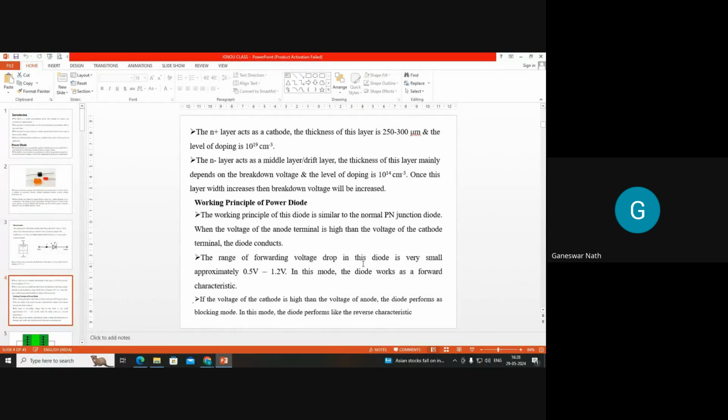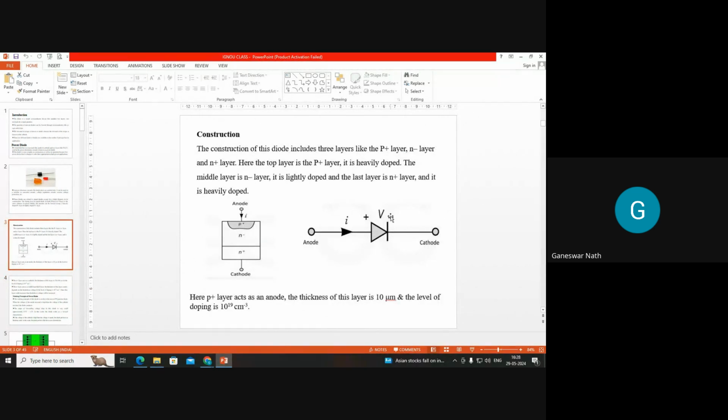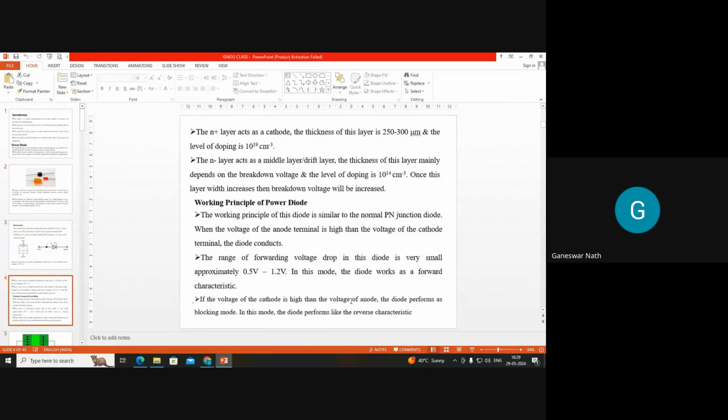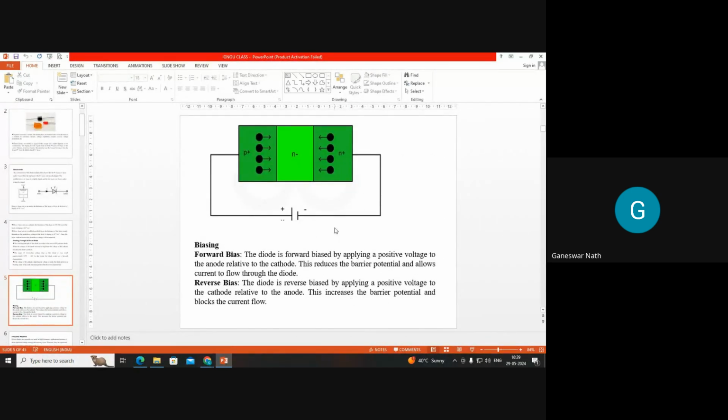If the voltage of the cathode is higher than the voltage of the anode, suppose at the n type terminal I apply a higher voltage as compared to that of the p type, in that case it is called reverse bias. So reverse bias means when we apply more voltage to the n side as compared to the p side, then you can say this is a reverse voltage or reverse bias. Okay, and this is the diagram you can see.